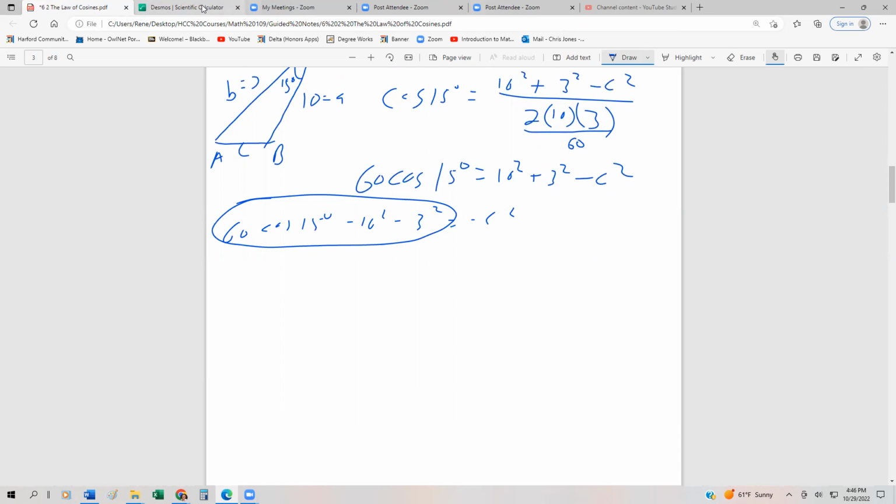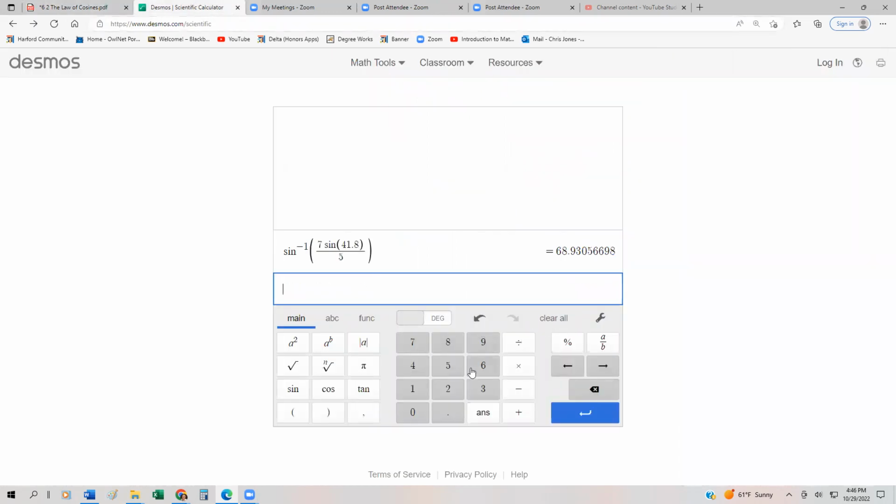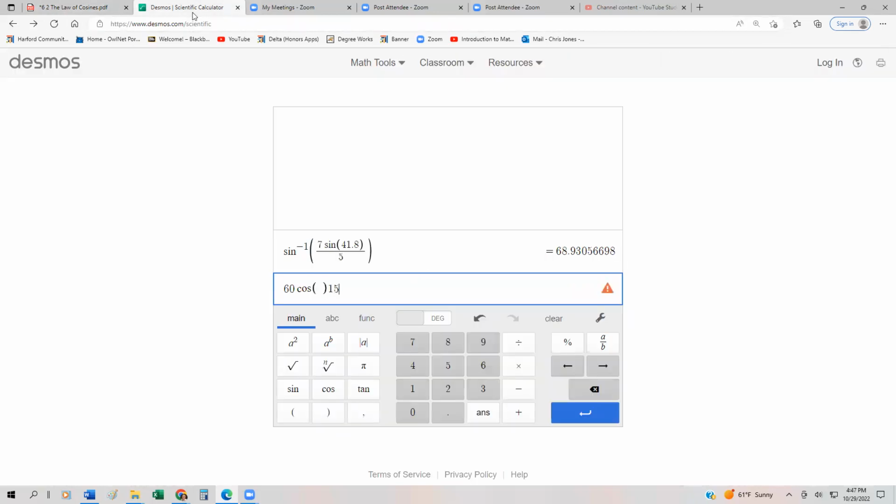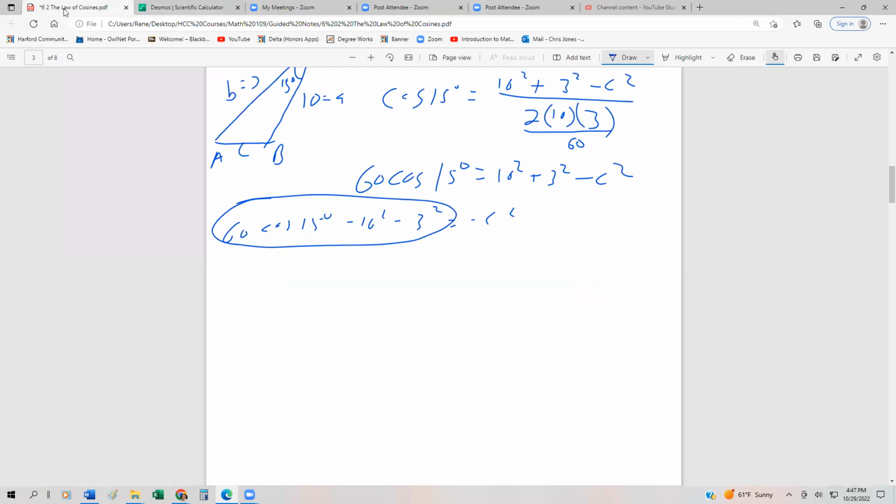Okay, so in our calculator, we have 60 cos of 15 degrees, and then minus 10 squared minus 3 squared, right? And that's negative 51.04. So we get negative 51.04 equals negative c squared. If we multiply both sides by -1, 51.04 equals c squared.